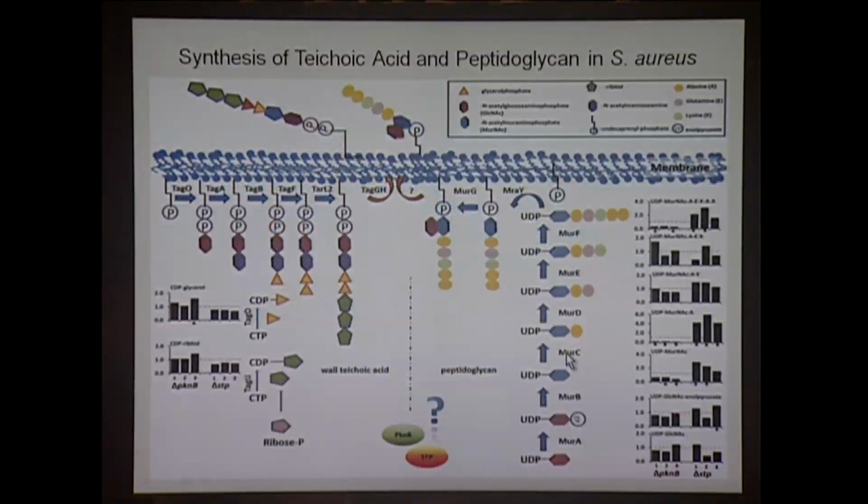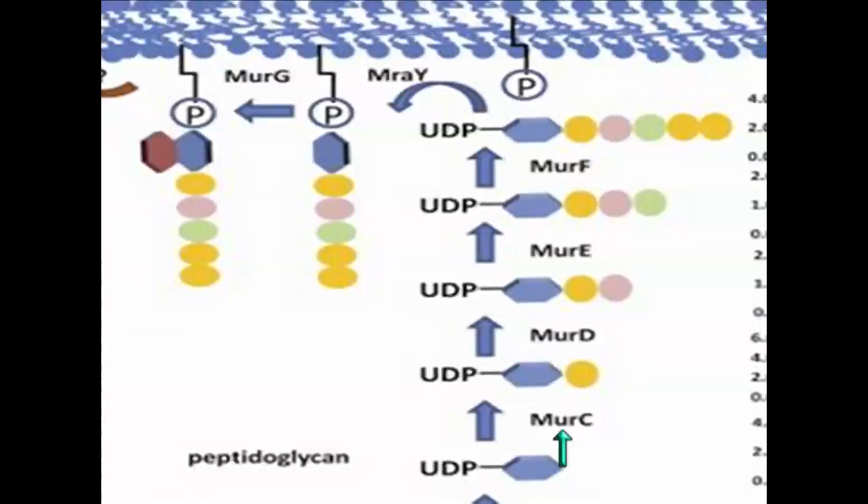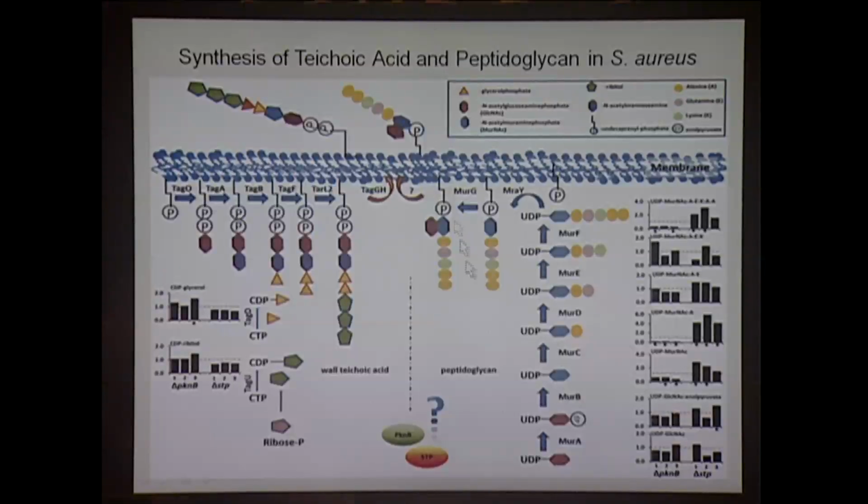Actually this event will be controlled by MurC, then MurD, then MurE and MurF. And these particular steps indicate attachment of the amino acids to the sugar residue. So, this MurNAc sugar residue will have the amino acids alanine followed by glutamine followed by lysine, and then the lysine again is followed by alanine.